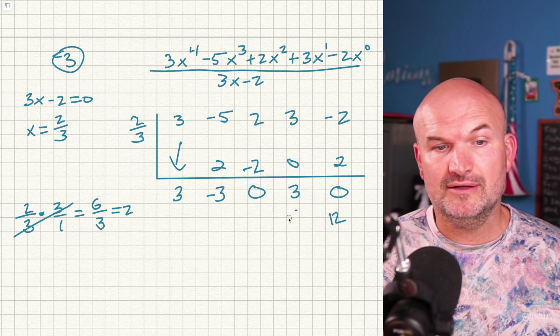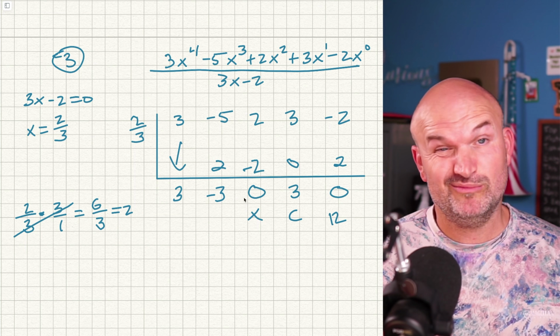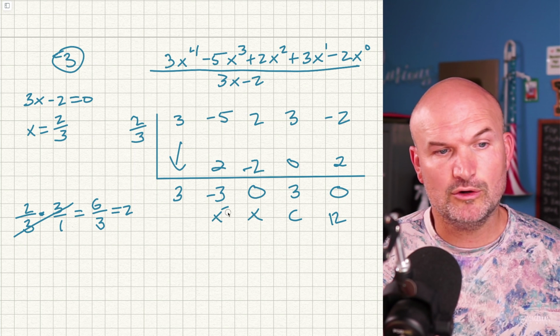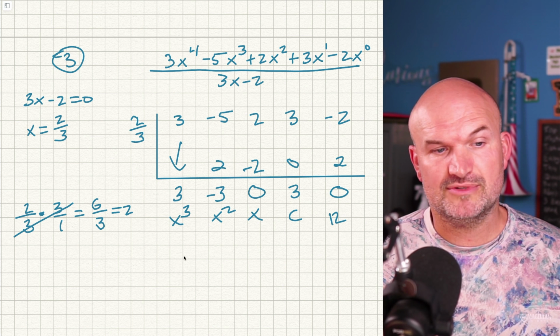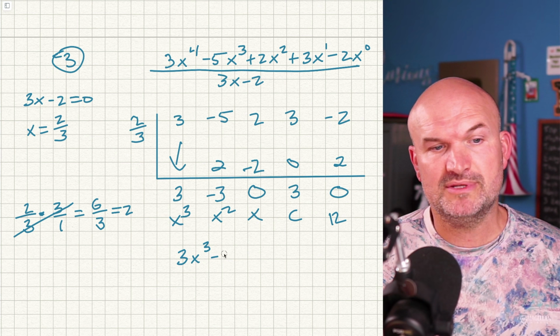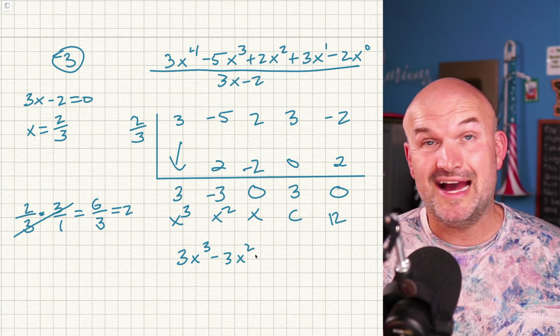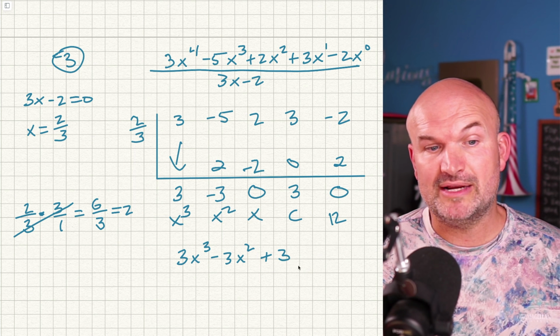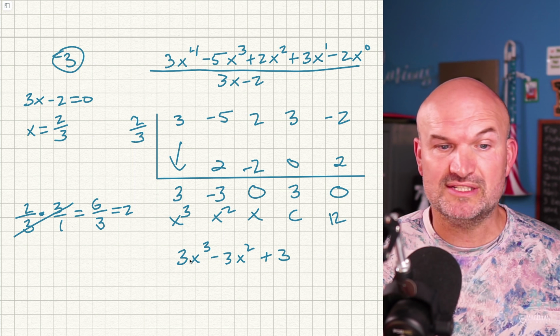So that is my remainder. Constant, that's my linear term, which again is a 0. Quadratic, and this is my cubic. So my final answer is 3x cubed minus 3x squared. I don't have an x, and then plus 3. So that is how it is evenly going to divide.